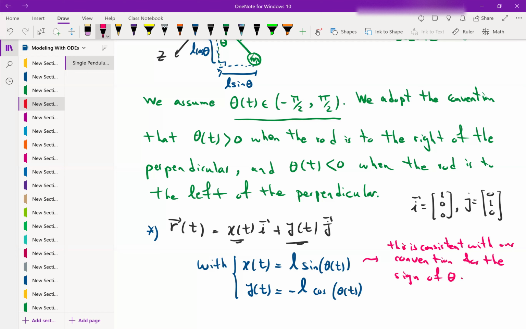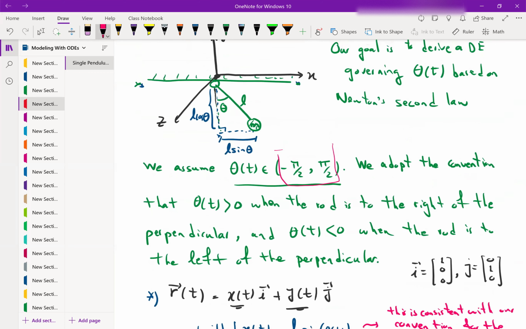because notice that if theta is greater than 0, and of course theta is always between negative pi over 2 and pi over 2, so greater than 0 means that it is between 0 and pi over 2, then sine theta will be greater than 0, and that means that x is greater than 0, which is completely consistent with the situation that we have here. Yes, if the mass is to the right of the perpendicular, the x coordinate is positive.